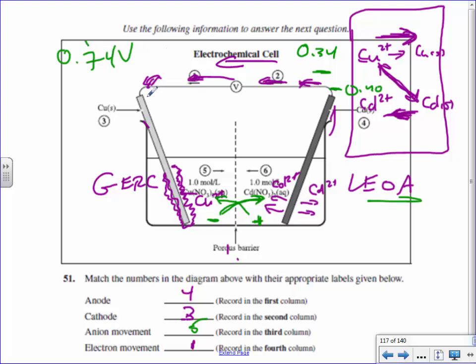You guys can now go back and redo those calculations for other questions. All you got to do is just find the two numbers and subtract them. You may be subtracting a negative, which means you're adding.